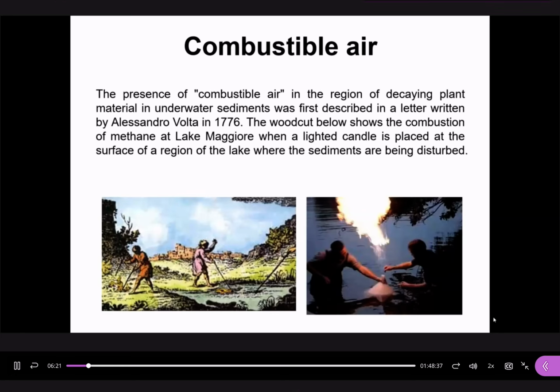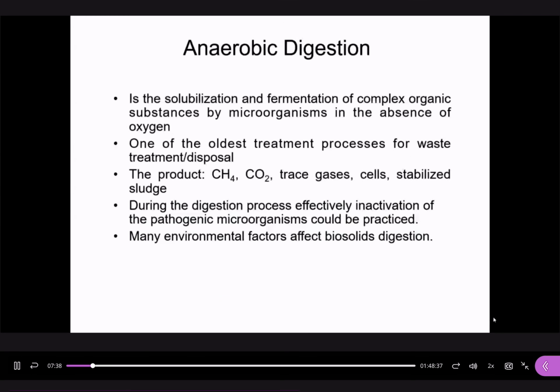All right. So first, we start with the combustible air, a natural phenomenon. It occurs in the region of decaying plant material in underwater sediments. It was observed very early and described in 1776. Perhaps there are some records as well. So what is this gas? Methane, right? So this is methane, CH4. It's an anaerobic process which produces methane, and methane is combustible, and it happens in the natural environment.